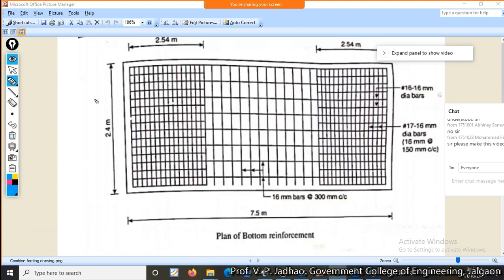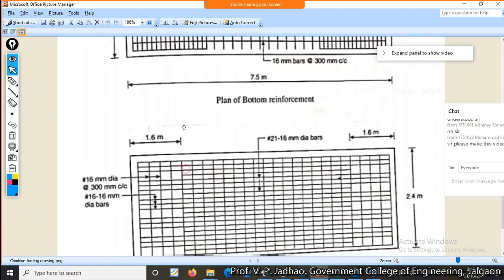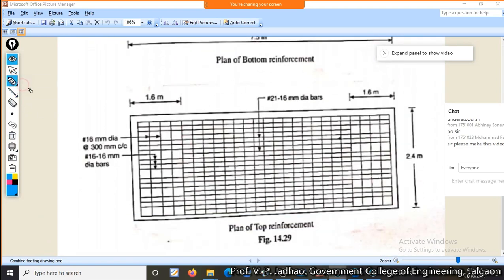Now we have to find out the reinforcement at the top face in the transverse direction. At the top face there will be no negative bending moment, because the bending moment we are considering for the transverse direction is like this: tension is here, and compression is here. So we have already provided the steel in the transverse direction at the bottom face.